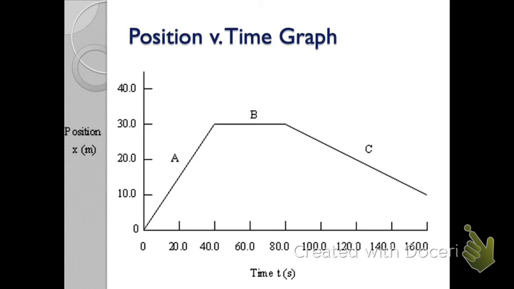I'm just going to give you a couple of quick questions about this one. What's my velocity during part B? What's my velocity during part B? 40? Wait, no. I want a number. What's my velocity at B?